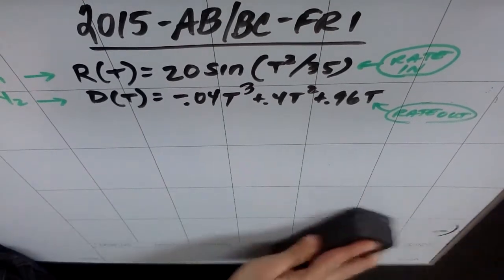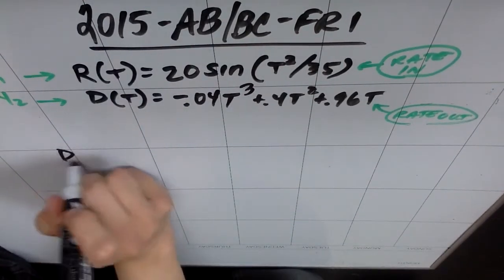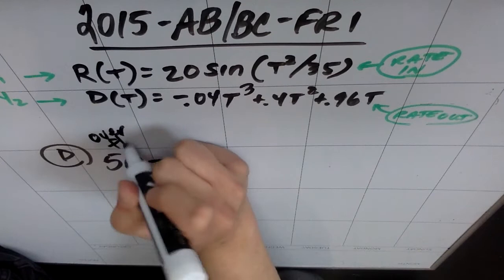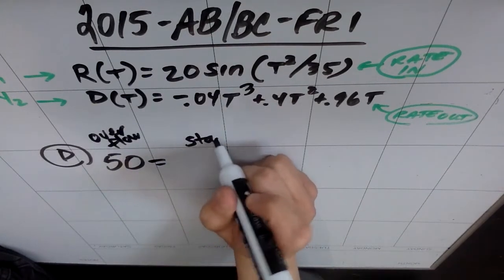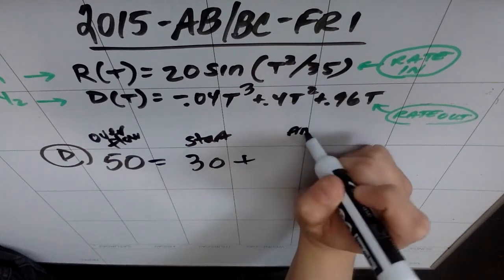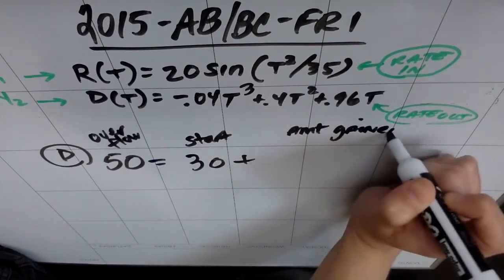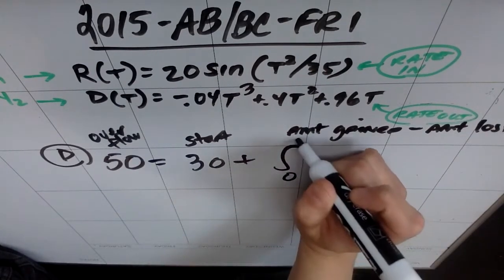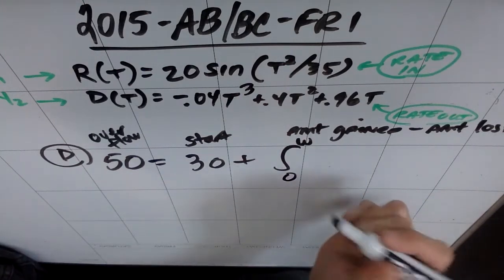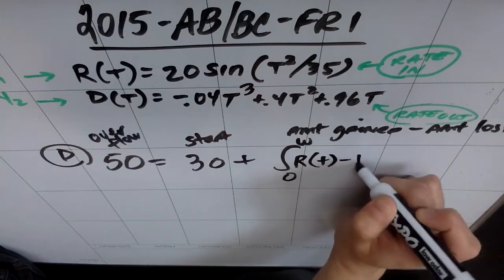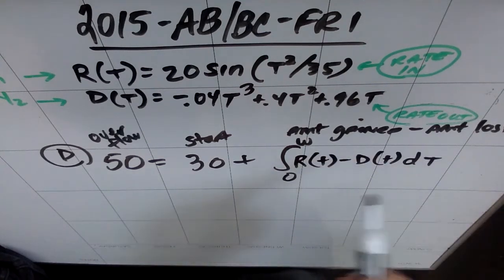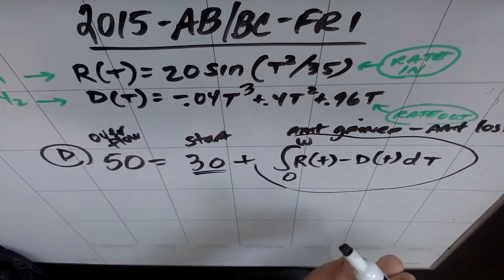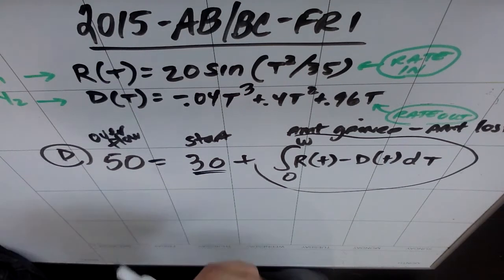So for part D, we want 50, the overflow limit, to be the starting value, which was the 30, plus the amount gained minus the amount lost. So that's going to be the integral from 0 to some mystery W, because they said the time would be W, of R of t minus D of t dt. This is the amount gained or lost in between 0 and W. This is the starting amount that was already in the tank, and this is the amount to hit overflow. And that's it. That's what they want.